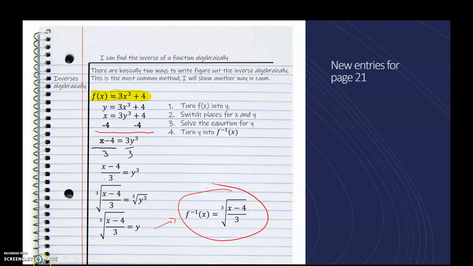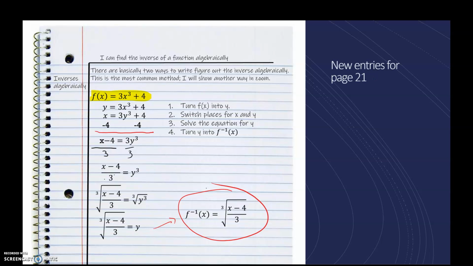And there's really just 4 steps to this piece. What you do is you make your f of x the letter y, because it's easier to write if you just got a y there. Then, since we just learned a minute ago, x and y switch places for inverse. So what we do is we just put the x where the y was and the y where the x was. So that's where it says x equals 3y cubed plus 4. That was step 1.